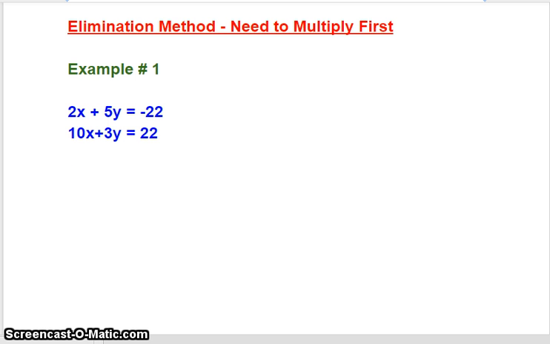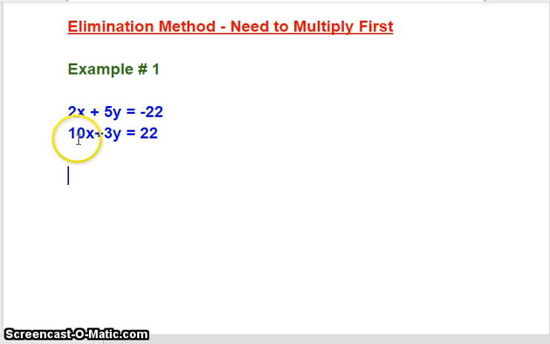This is example 1, but the twist we're putting on it is it's still the elimination method with this system of equations. However, now we need to multiply first in order to eliminate either the x or the y. So let's take a look at this system. We have 2x plus 5y equals negative 22, and we have 10x plus 3y equals 22.